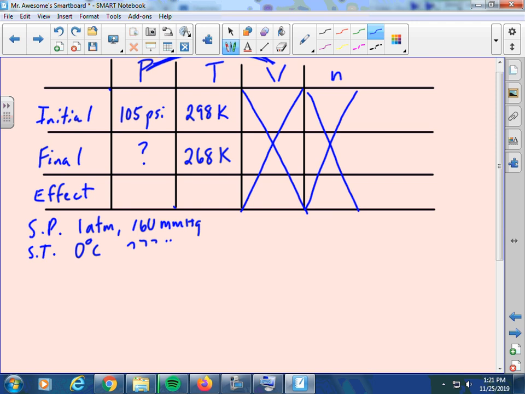All right, so what is the temperature doing? Going up, going down, staying the same? What is it doing? It's going down. It's going from 298 to 268. That's definitely going down.